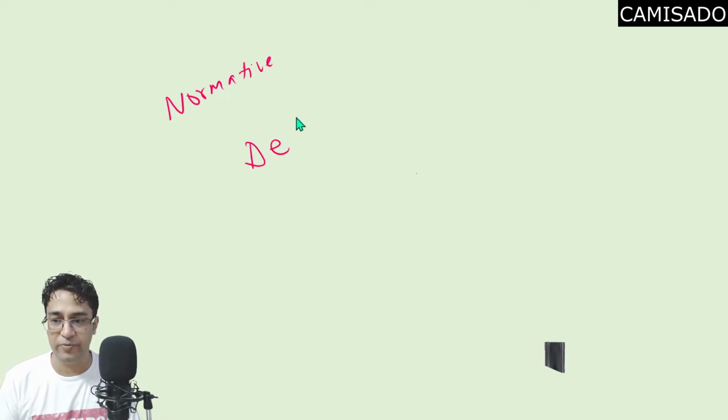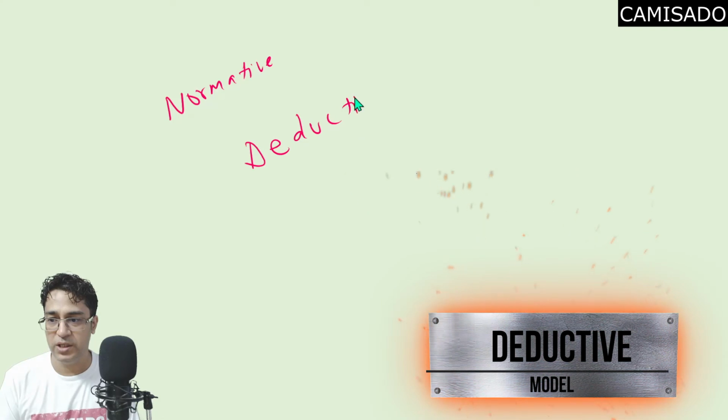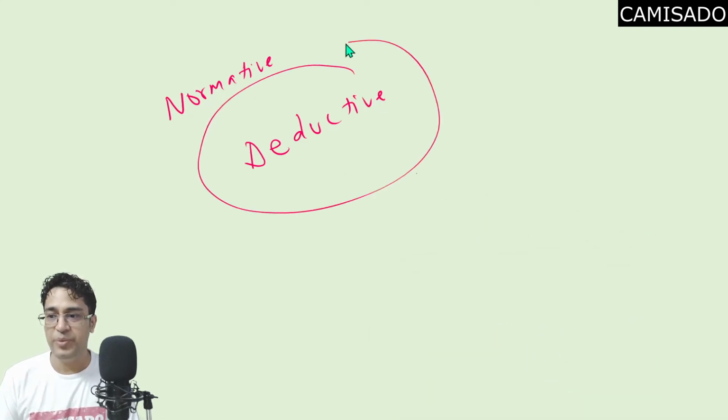So if you remember, I earlier said that CPT is a normative theory. Now I want to give you another term which you can use while writing answers on models and theories. This term is deductive, D-E-D-U-C-T-I-V-E. So CPT is a deductive model. There are two types of models. One is deductive and the other is inductive. I will explain the differences between these two so that you can use them in the exam.